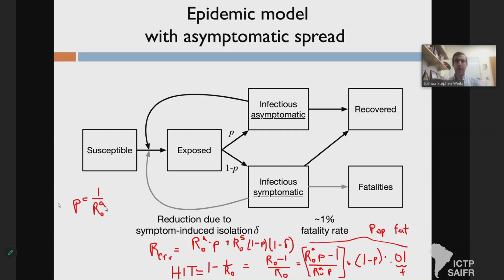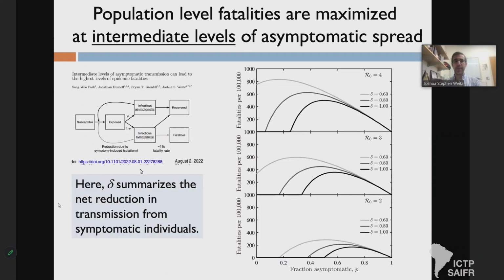Okay? What actually happens then when we build a model? So we take this idea where there's delta, and I have 3 panels here. Fraction asymptomatic. The panels correspond to R naught of 2, 3, and 4. The curves denote different levels of behavior change by symptomatic people. From total isolation, as soon as they get symptoms, they isolate, and there's no pre-symptomatic transmission in the dark, to the gray, meaning a little bit less, about 60%.